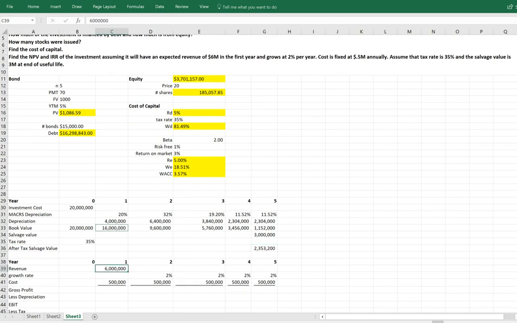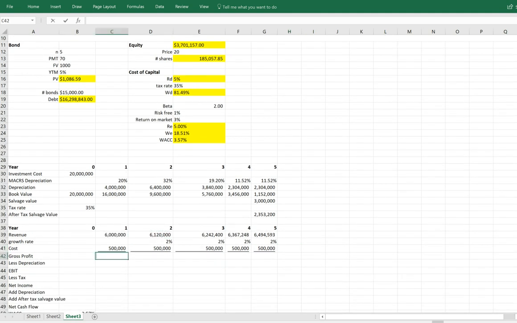Here the revenue in the first year is 6 million, and it is expected to grow at 2% every year. So each year's revenue is the previous year's revenue, 6 million, times 1 plus the growth rate. This is the revenue every year. The cost is constant at 500,000 every year. Therefore, the gross profit would be the revenue minus the cost.